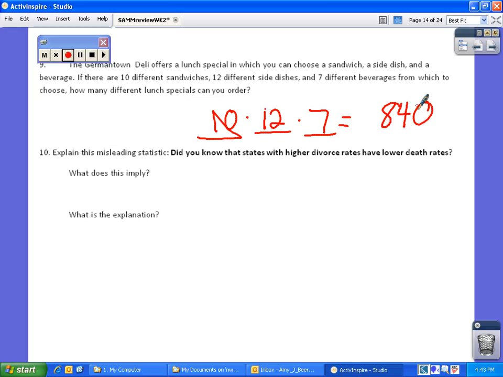Number 10 is a misuse of statistics. Did you know that states with higher divorce rates have lower death rates? This implies that marriage kills you. But it's actually misleading, because states that have younger people have higher divorce rates and lower death rates. So the explanation is the population is younger.